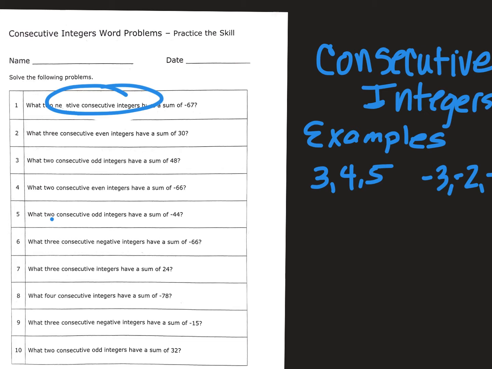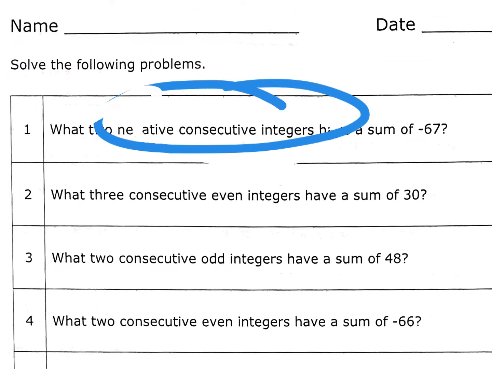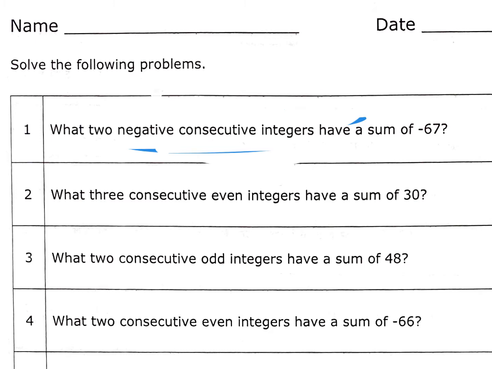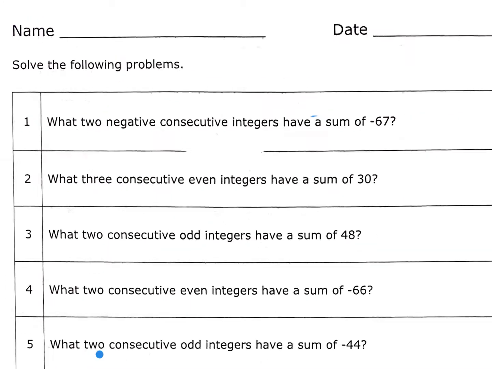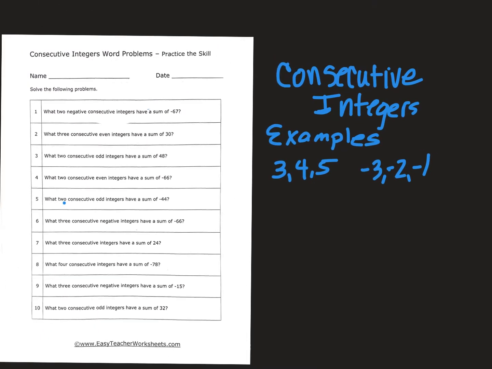Now for the problem that we're getting ready to do. It says, what are those consecutive integers? That means we don't actually know what those numbers are. So what do we use when we don't know what a number is? We use a variable, right?